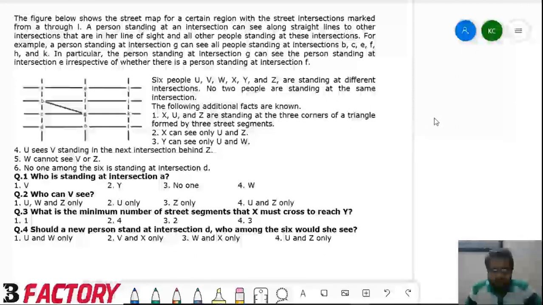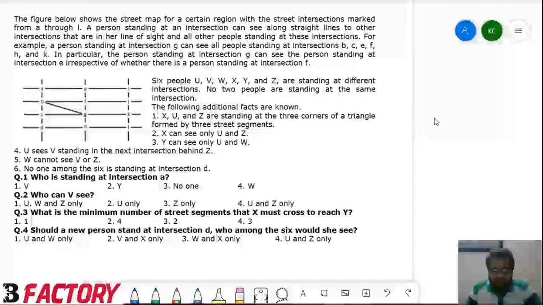We are given that X, Y, Z are standing at three corners of a triangle formed by three straight segments. Now, if you see this figure, the only places can be BFG or BCG. So X, U, Z can be at BFG or they can be at BCG. Then X can see only U and Z. Y can see U and W. So U is something which is common with Z, X, and Y.